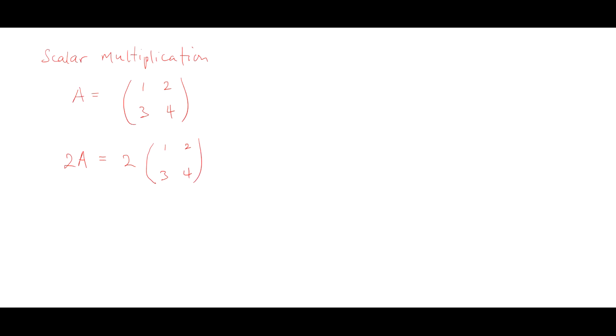Alright? What we have to do now to get the answer, we take the number on the outside, and we're going to multiply by each of the elements. So 2 by 1 will give me 2. 2 multiplied by 2 will give me 4. 2 multiplied by 3 will give me 6. And 2 multiplied by 4 will give me 8. Right? So the matrix 2A is really 2, 4, 6, 8.